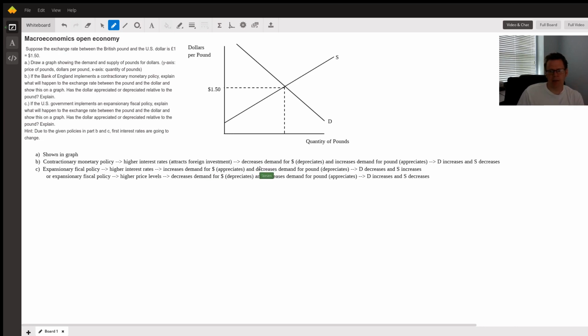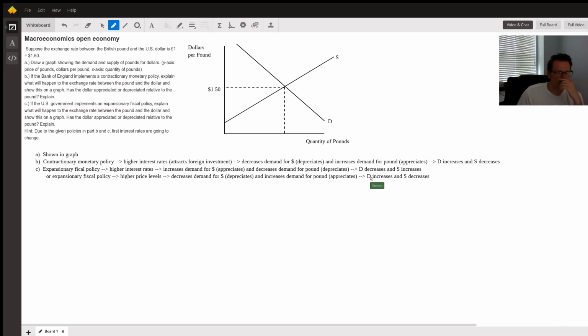So what that's going to do is increase the demand for the pound. In order to invest in British investments, they're going to have to exchange their currency for pounds. That drives up the demand for pounds. And in turn, what drives up the demand for one lowers the other. So that means the pound appreciates, the dollar depreciates. As a result, since this is for the pound, the demand curve would shift right, and simultaneously the supply curve would shift left.